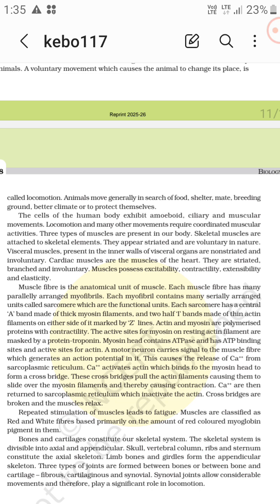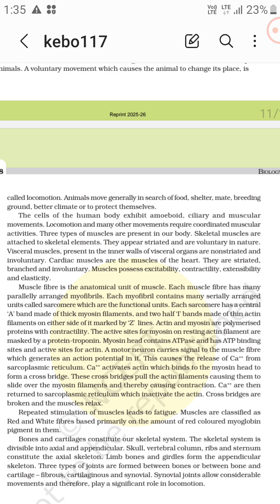Muscles possess excitability, contractility, extensibility and elasticity. Muscle fiber is the anatomical unit of muscle, just like a cell is the unit of life. You can compare that.